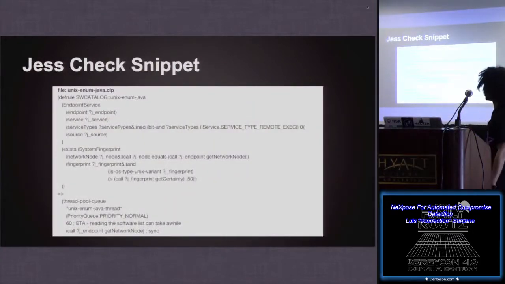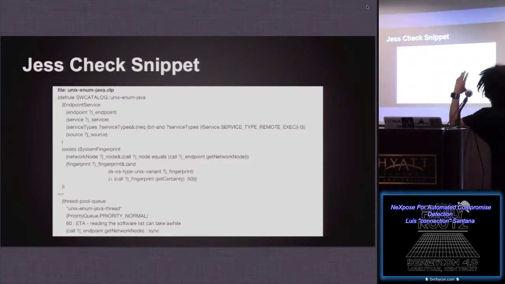So here's an example of a Jess script. This is the Unix enum Java, and basically it just fingerprints what version of Java you're running. And it's pretty crazy. It doesn't really look like a programming language that I'm familiar with. There's brackets or parentheses everywhere and question marks, and it just looks weird. So having to learn this was hard, especially because again, it was undocumented.